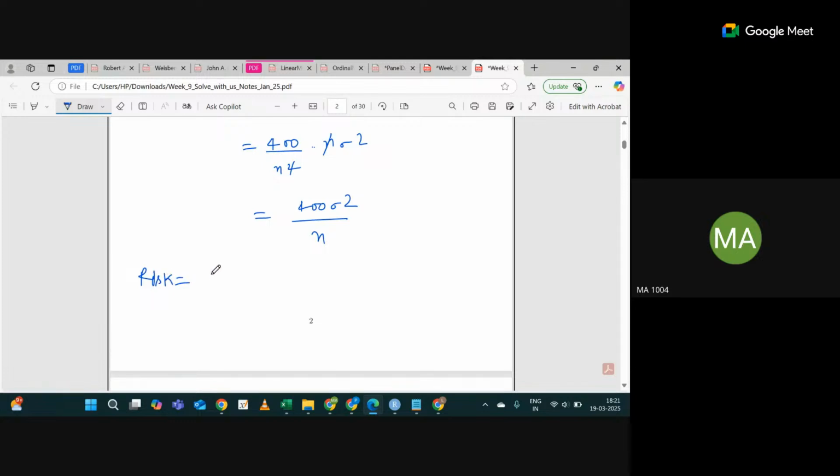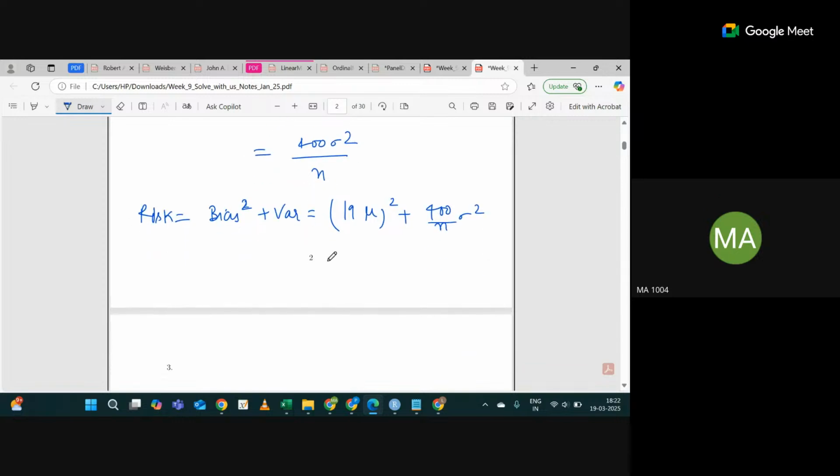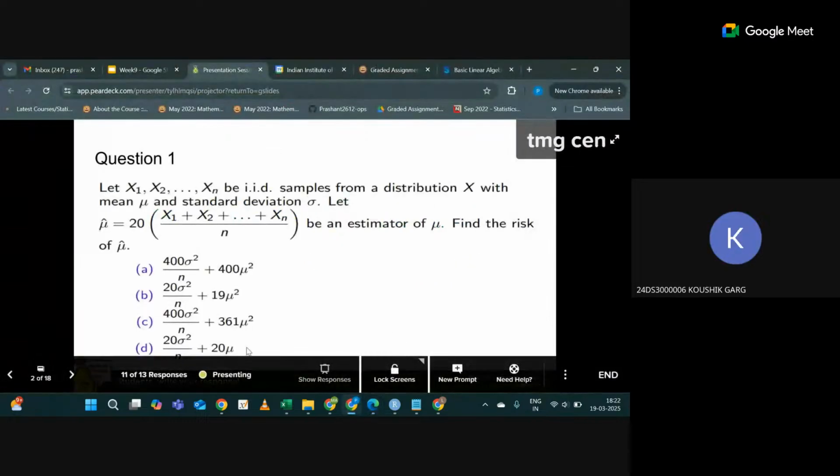So what will be the risk? This is bias square plus variance. The bias is 19 mu, whole square, plus variance of 400 divided by n into sigma square. So 19 square is nothing but 361 mu square plus 400 divided by n into sigma square. So which option is correct? C is the correct one.